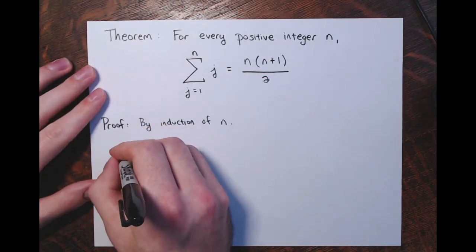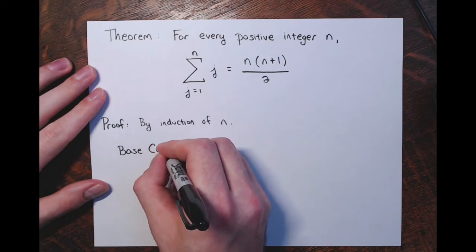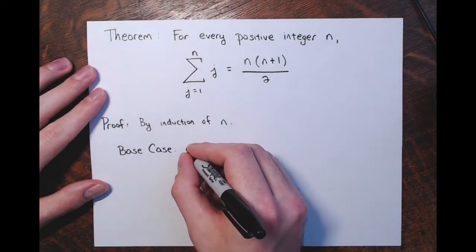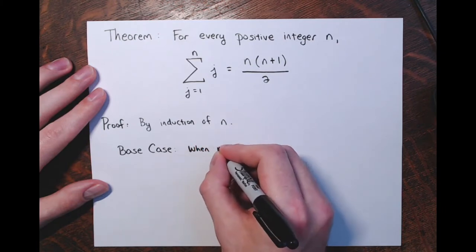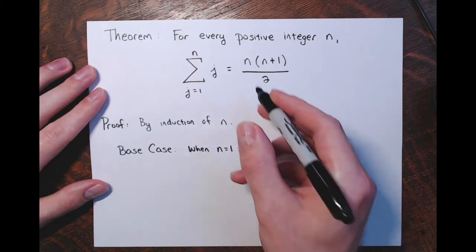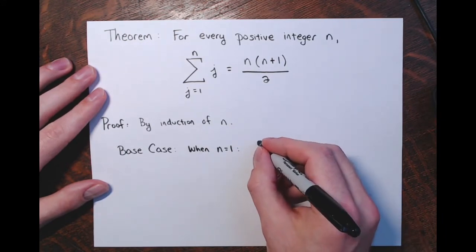So first, the base case. The base case. So when n equals 1, the base of the positive integers, or the first of the positive integers. Now I've already written this, so we know it's true.